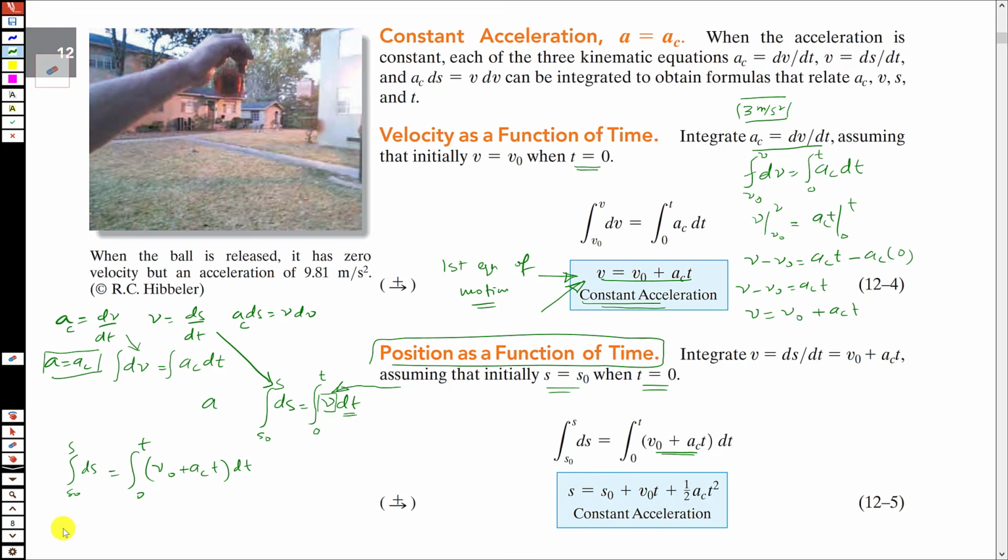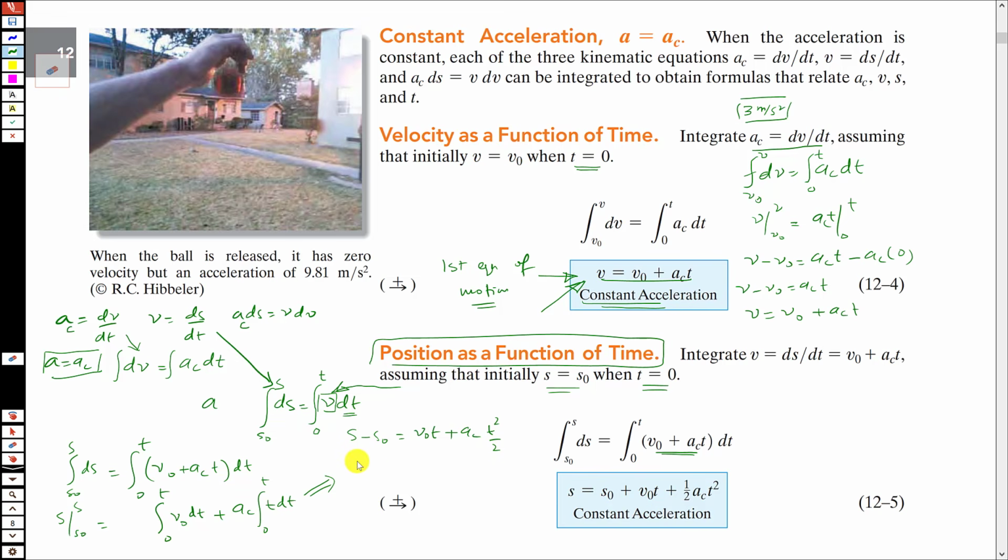When we integrate this, s from s0 to s equals, when we apply the integration, v0 dt from 0 to t plus ac, which is constant, times t dt from 0 to t, right? So now if I integrate this, it becomes s minus s0 equals v0 t plus ac times the integration of t dt, which is t square divided by 2, right?